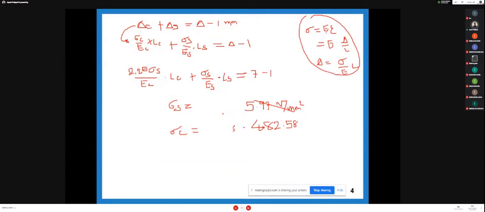Stress is equal to E times epsilon. Epsilon is change in length upon original length. And what is the change in length? Stress divided by modulus multiplied by length. So just put this equation here.